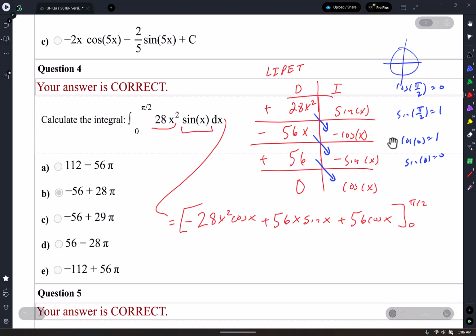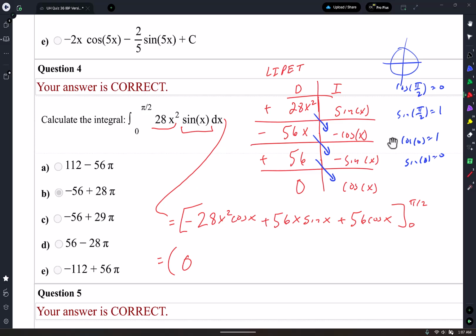So I'm going to do upper minus lower, guys. So upper, when I plug in pi over 2, this guy goes to 0 because it has a cosine in it. And then this guy, the sine of pi over 2 is 1 times 56 times pi over 2. So 1 times pi over 2 times 56.